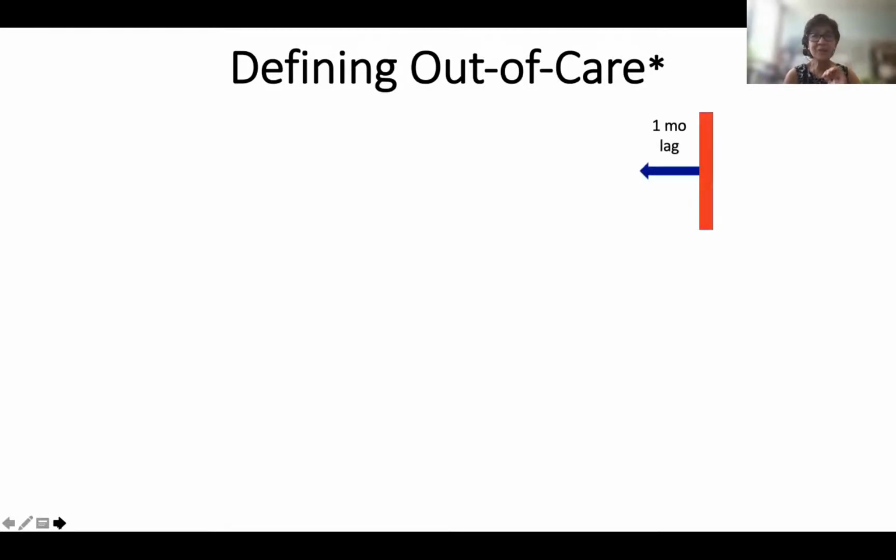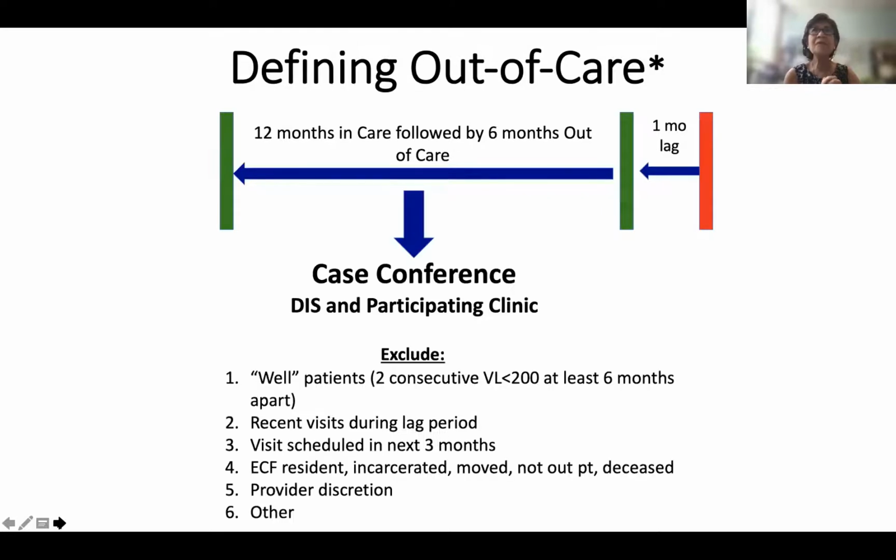So the way we define out of care is very important. Before we even get into the surveillance, we have to define who's out of care. For purposes of this grant, all the sites were asked to define people who are out of care as those who had evidence of being in care for 12 months, followed by 6 months that they were out of care. In care is defined by whether they had a viral load or a clinic visit. Being out of care means they did not have a viral load or a care visit. Now, we allowed a 1-month lag because of data being slow.